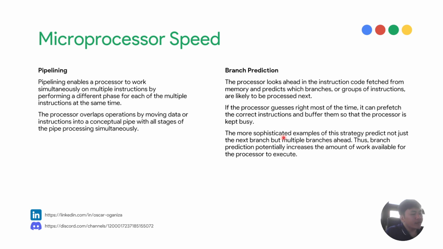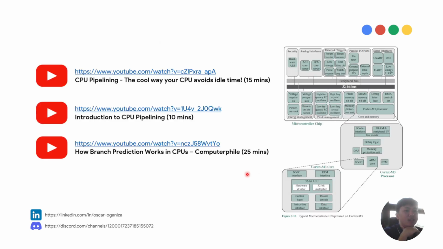Okay? The more sophisticated examples of these strategies look not just at the next branch or the next step, but multiple branches ahead. So here, if the speed of your processor is in gigahertz, the sequence, the order, will be better, and if the order of your instructions is good, the execution of the instructions will be faster. Branch prediction potentially increases the amount of work available for the processor to execute.